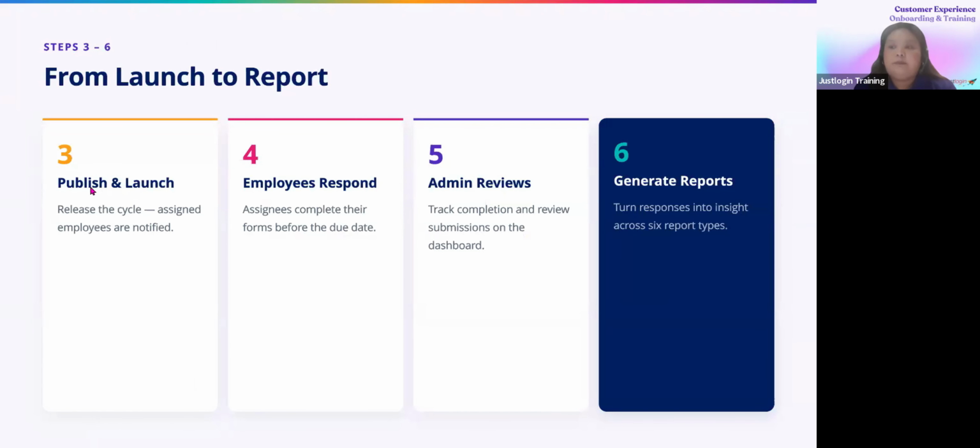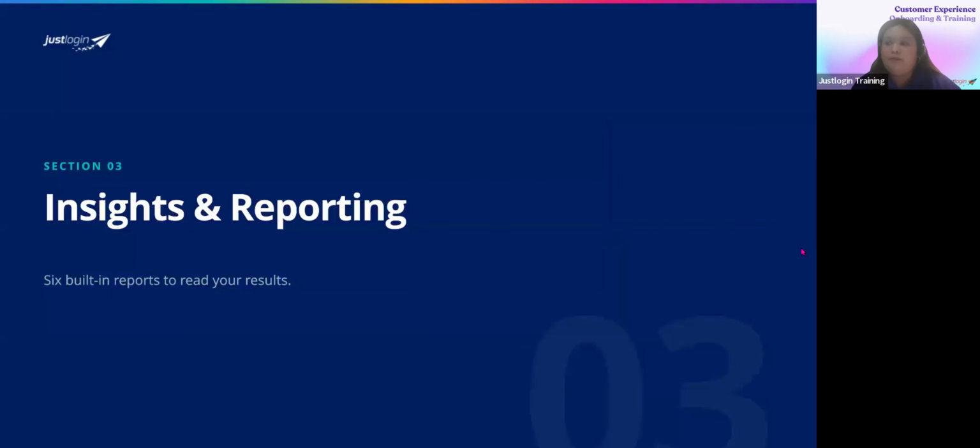The rest of the steps from launch to report. Step three will be the publish and launch. Step four, employee respond. Step five, admin to review. And step six would be to generate reports. So if you're the admin, mainly the work is done on step one and step two. Because when you publish it in step three, you need to give time to wait for responses, to review the results, and to generate reports. So mainly the work is on step one and two. Okay, so those are the 6 steps for how you can successfully create an appraisal form and launch it.